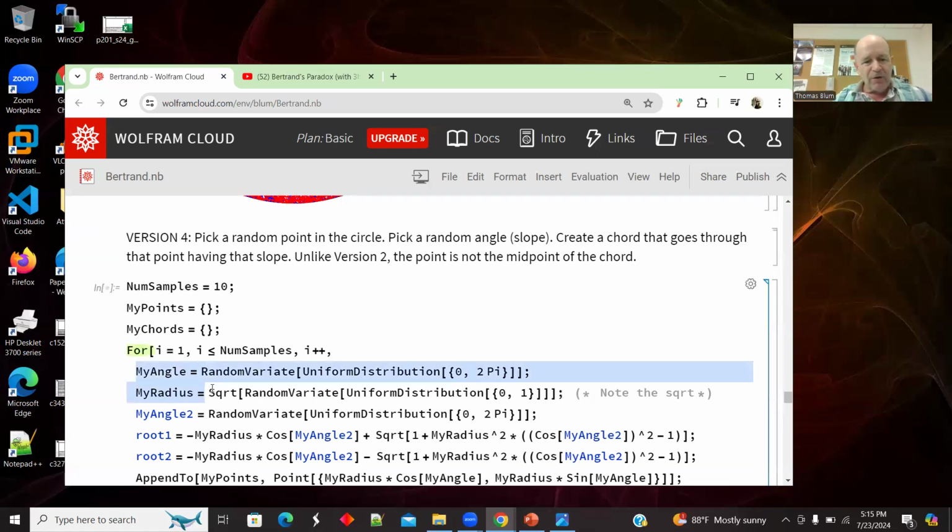Okay, so my angle and my radius, I'm back to the square root. So I'm going to pick a point in my circle. I'm going to have another angle, and that is going to be chosen at random, and then that's going to be the slope of my chord. So before, when I chose a point, I made it the midpoint, and that fixed the slope. But now I am going to pick the slope by choosing another random variable.